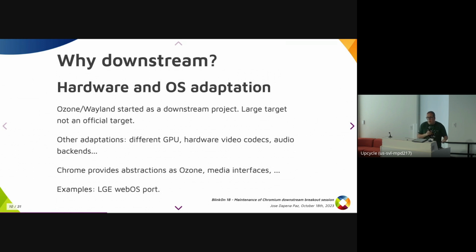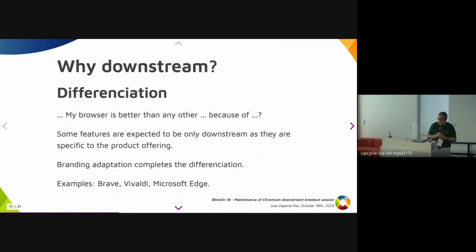Yeah, Chrome offers nowadays awesome OS and platform abstraction. There are different abstractions available for media, for audio, for many pieces of the systems. So it's nice, but yeah, sometimes you basically need the adaptation to be available, and that's one of the reasons for having a downstream.